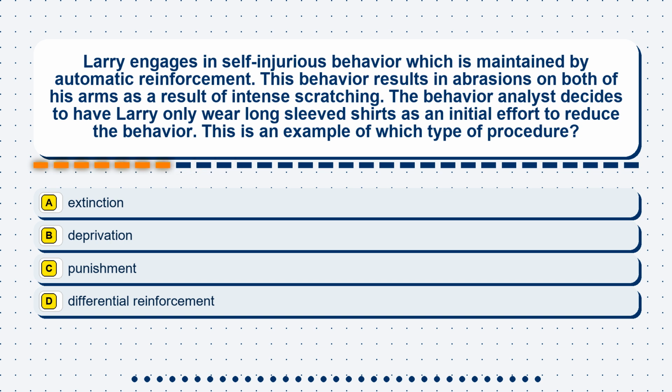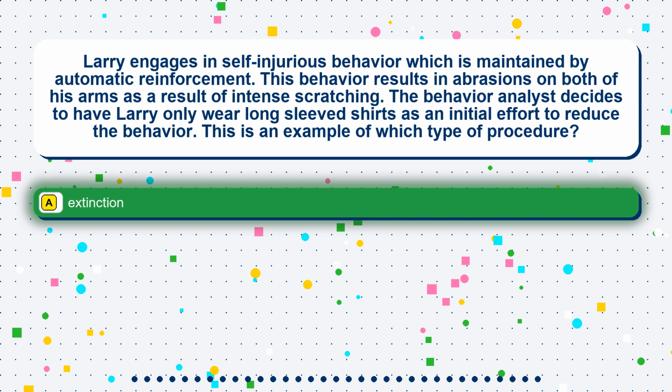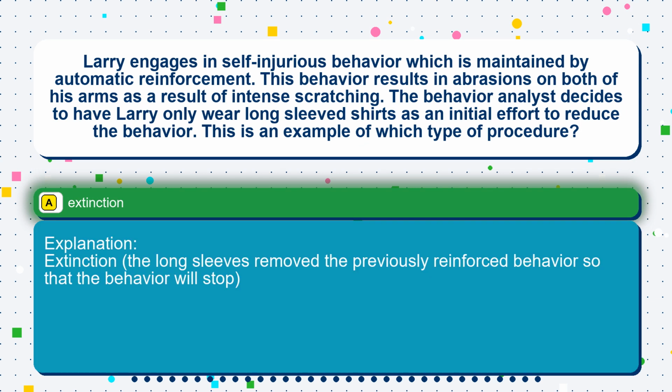Option A, extinction. Option B, deprivation. Option C, punishment. Option D, differential reinforcement. The correct answer is option A, extinction. The long sleeves remove the previously reinforced behavior so that the behavior will stop.